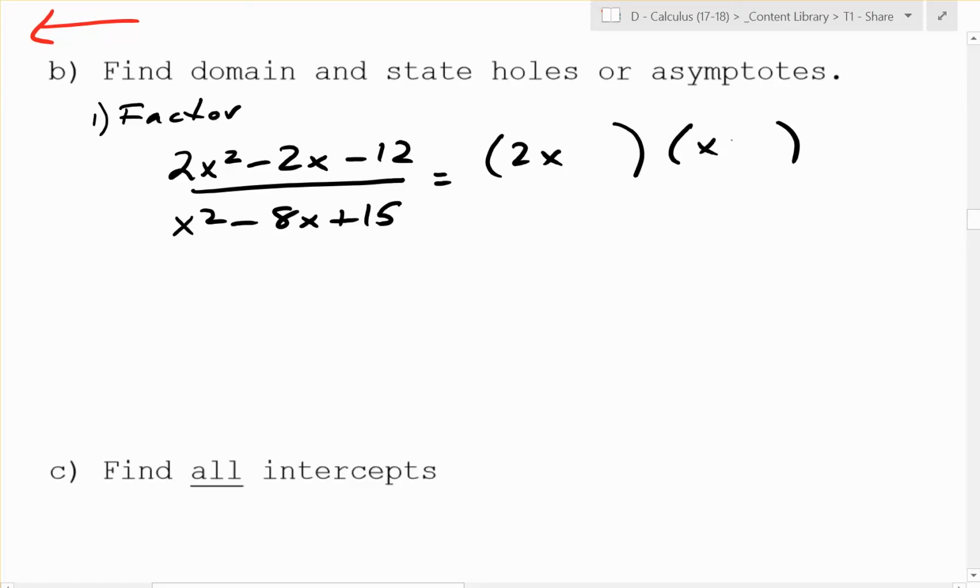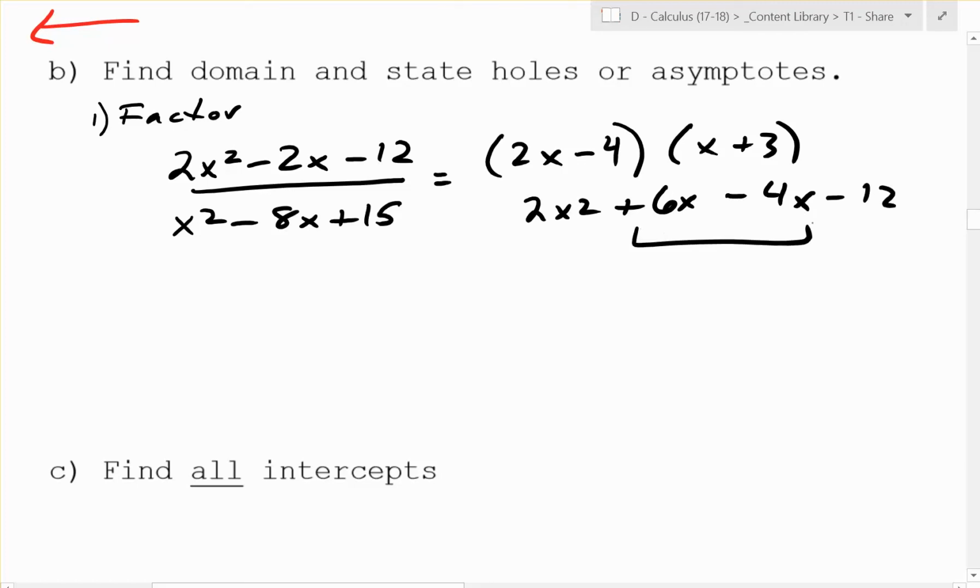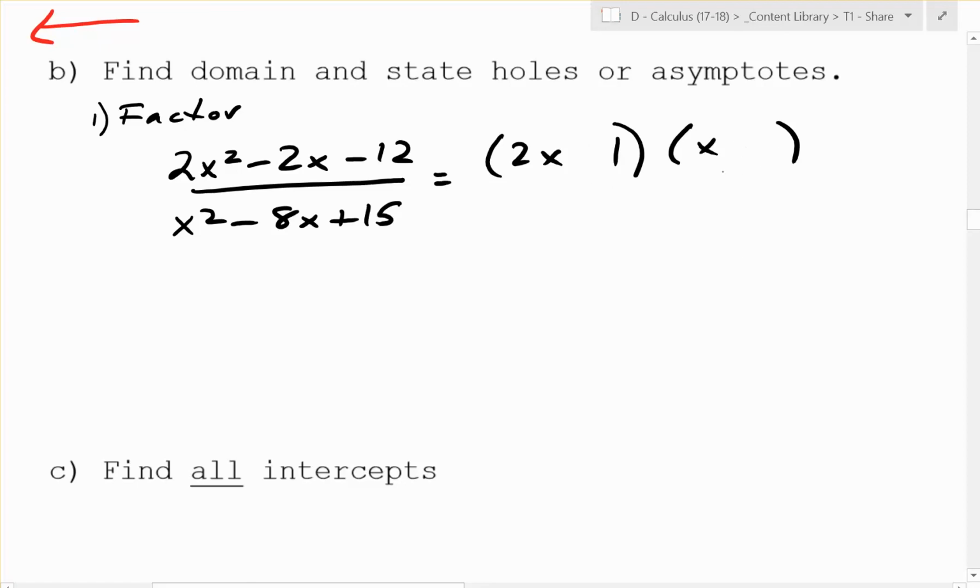We could reverse it. How about, I don't know, -4 and +3? So that's going to be 2x squared plus 6x minus 4x minus 12. Oh, it's really close. It's +2x. So if you get a sign difference like that, all you need to do is change the middle sign. So it's going to be minus, so it's going to be +3 here.